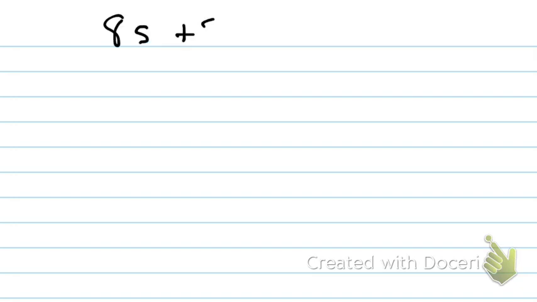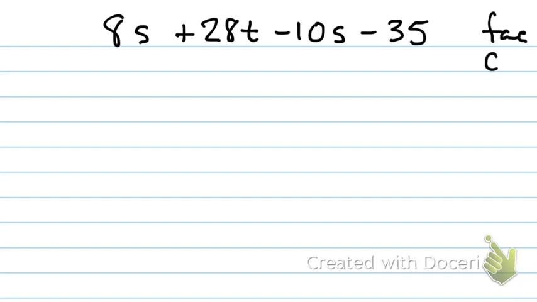8s plus 28t minus 10s minus 35. So if you know what it means to get a GCF, then you know all the math you're going to need to make these work. The rest of it's just how you organize it. First thing, we're told to factor this. When you're factoring anything, the first thing you look for is a GCF. Is there anything that will divide into 8, 28, 10, and 35 at the same time?